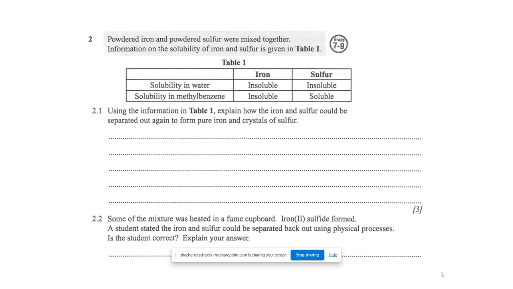So if you pour your mixture in methylbenzene, only the sulfur will dissolve, which means that you can then filter it out. Okay, the iron will be left on the filter paper, and the dissolved sulfur will get in solution. Then you can evaporate the solvent, the methylbenzene, to obtain pure sulfur.